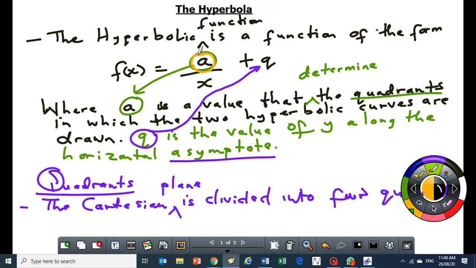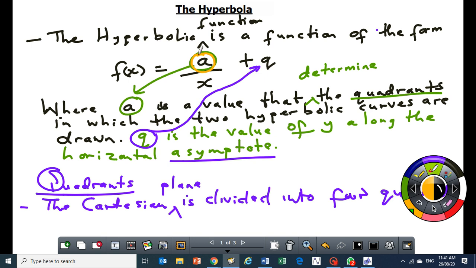The hyperbola has got two asymptotes, a vertical asymptote and a horizontal asymptote. Again, this is a new word, so I'm going to explain what it is. So you've got two new terms, quadrants and asymptote. But if your grade 9 teacher had taught you the function of the straight line, maybe they could have mentioned the concept of quadrants. But if they didn't, then don't worry, I'll talk about it just now.